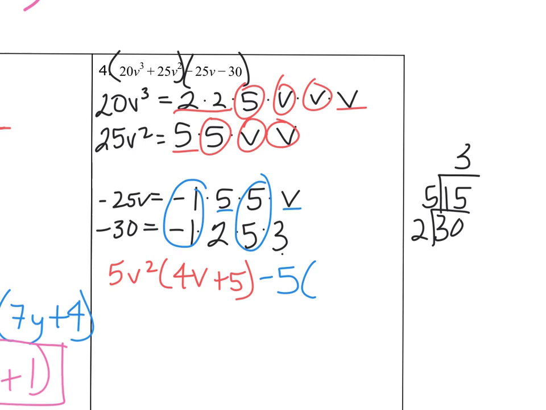Wait, we don't count the -1? No, we did because that's -5, right? -1 times 5 is -5. Good job, good eye. 5 plus 5v plus 2 times 3 is 6.